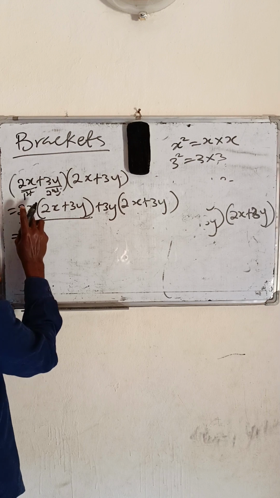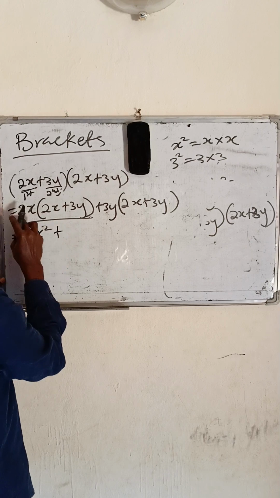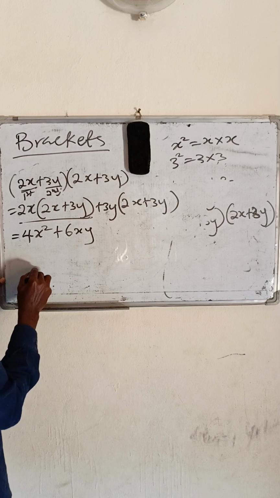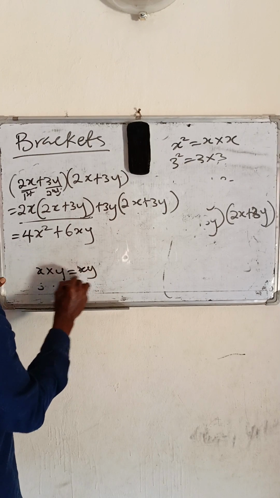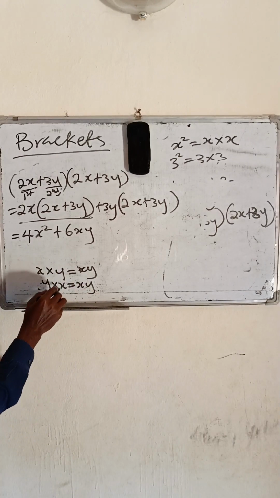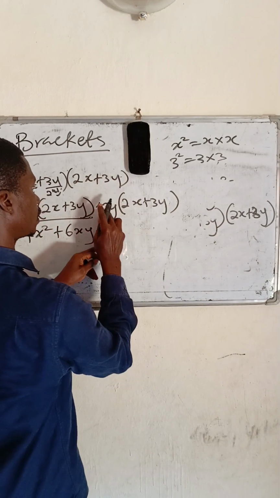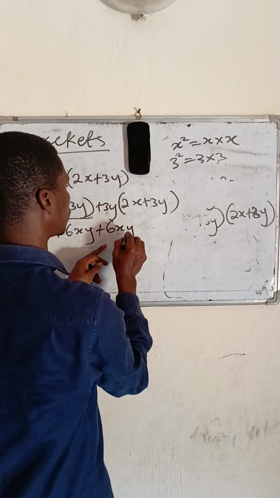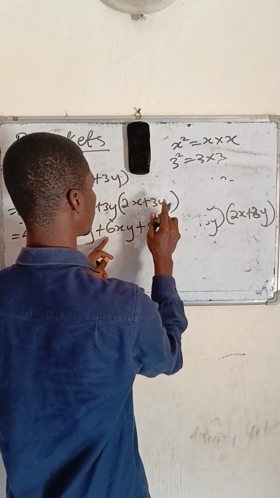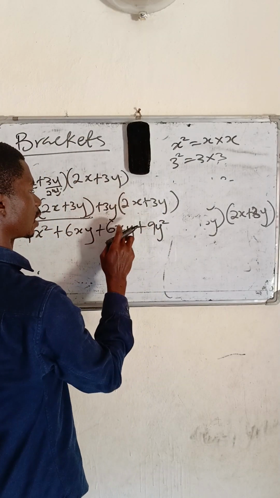2 times 2, 4. x times x is x squared, not 2x, so please note. It's x squared. You go to the next one. 2 times 3, 6. x times y is xy. Please note that x times y is xy. And y times x is also xy, because in alphabetical order, x comes before y. That's it. So that is for this bracket. You go to this bracket now. This times this, we have 6xy. This times this, 3 times 3, 9. y times y is y squared. Now this times this, 6, y times x, xy. That's it.